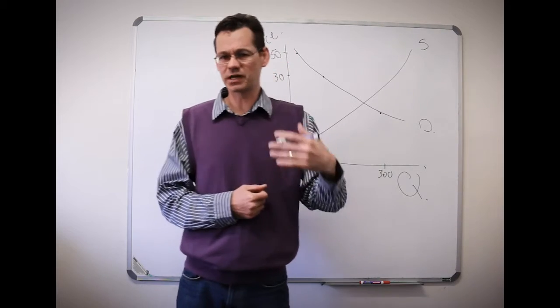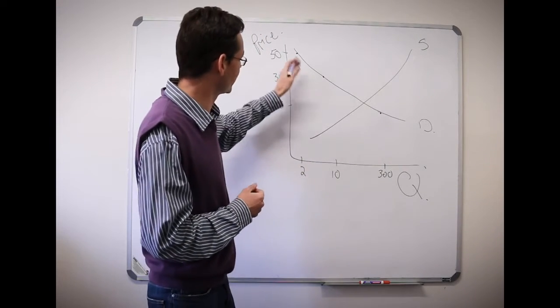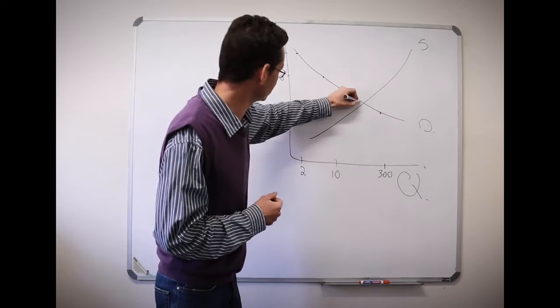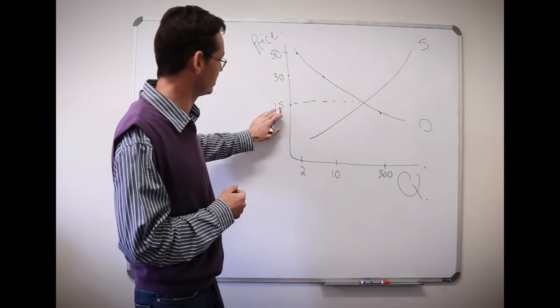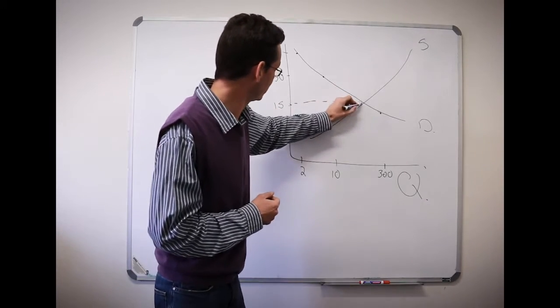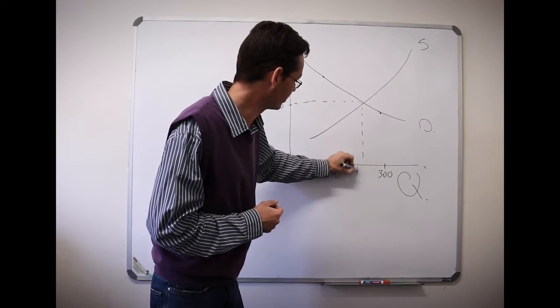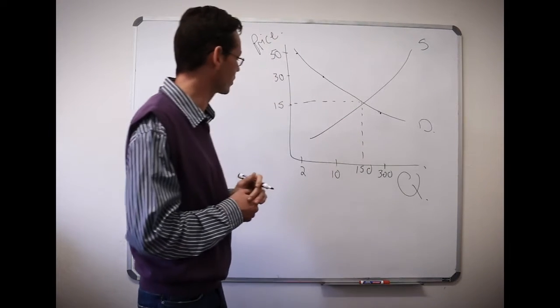So what will the price of coffee eventually be? Well, that's where demand and supply are going to intersect. And in this example, it's going to be 15 Rand. And we will sell, let's say, 150 cups of coffee.